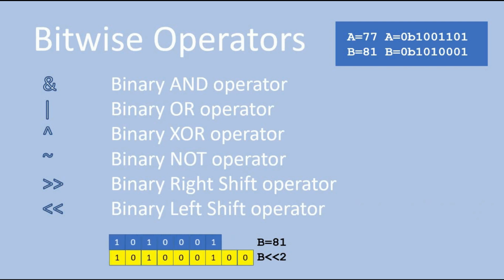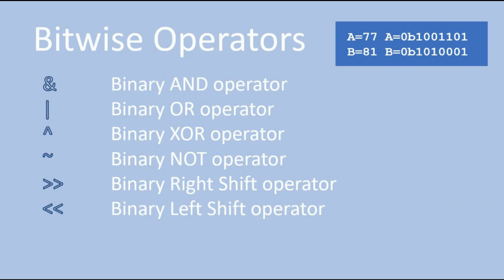The result here is 324. Are you wondering what those bitwise parameters can possibly be used for? Let me show you one example.